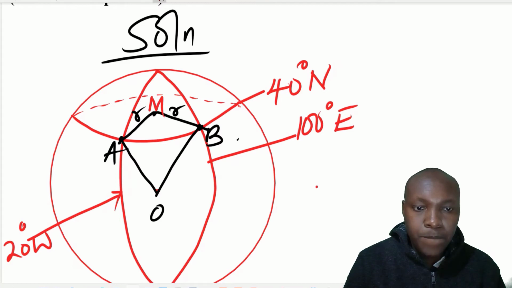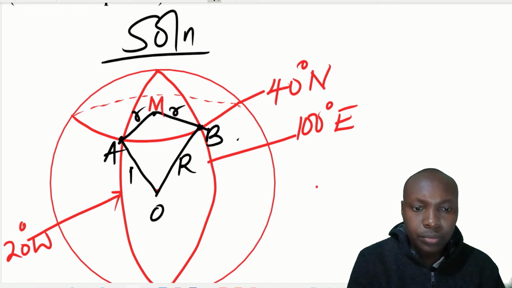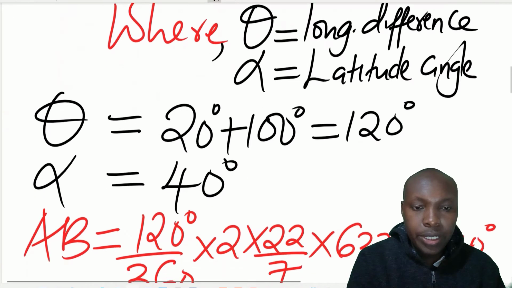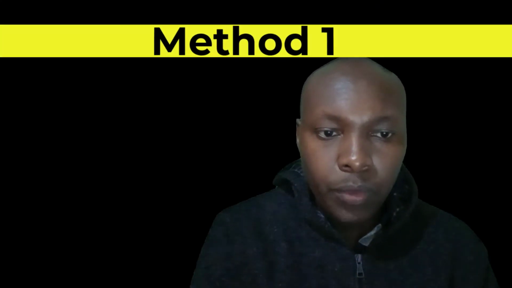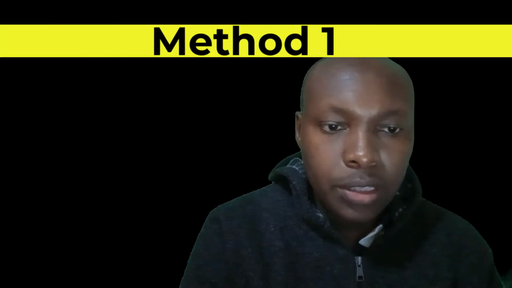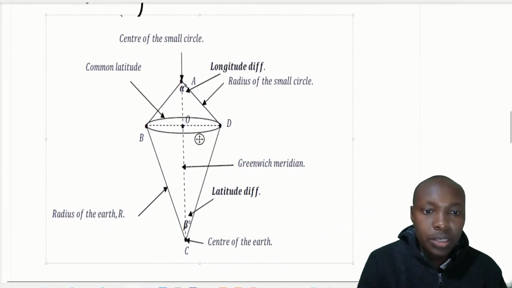This radius OB is the radius of the great circle. The other one, AO, is also the radius of the great circle. We need to extract that so that we can see it properly. We need something like this. This is just to help us understand how we arrive at that.